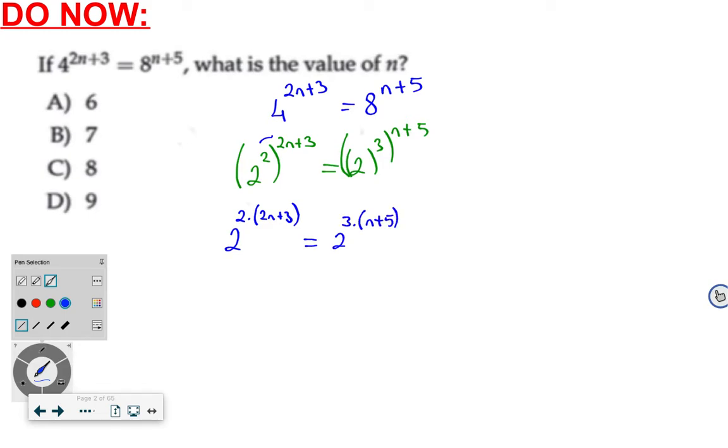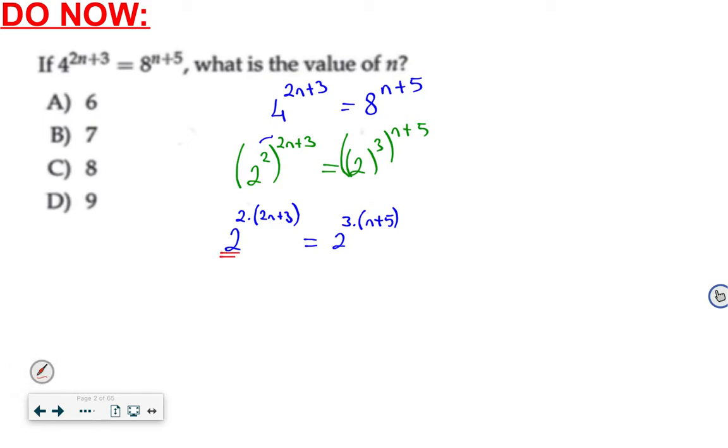If you have an exponent equation, you have to make sure that their bases are equal. If the bases are equal, then you should expect their powers are also equal to each other. 2 times 2n plus 3 must be equal to 3 times n plus 5.